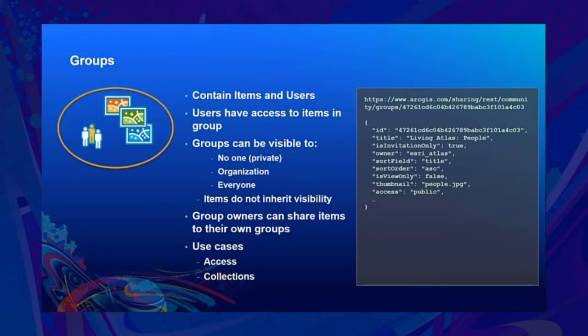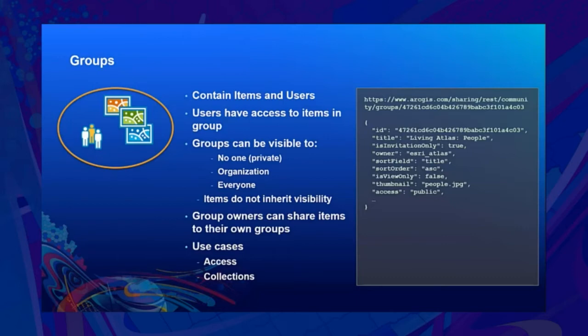So when we state that items do not inherit visibility, when we say that groups can be visible to no one, to the organization, or private, that statement is specific to the group itself. An item does not inherit visibility based upon the group's visibility. The item itself inherits visibility from the item's properties that are available there. So basically what that means is that sharing is set at the item level, but groups are set at the group level. They're two completely separate concepts there, other than items can belong into groups.